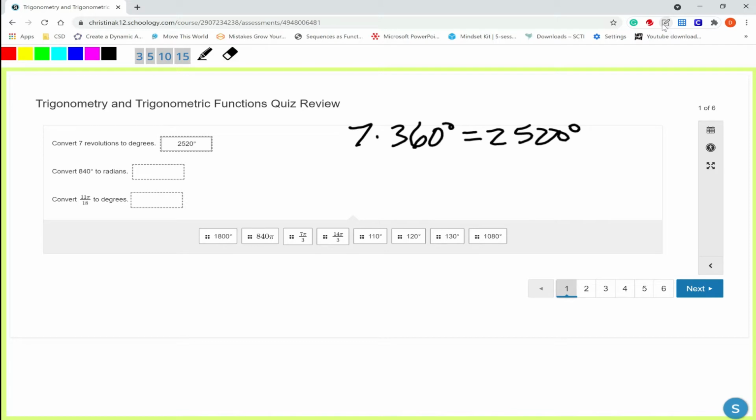Number 2, we're told to convert 840 degrees to radians. So we're going to do 840 times pi over 180. The pi's are going to cancel. So actually, we're going to put this into Desmos so you can refresh how to do this type of problem in Desmos.